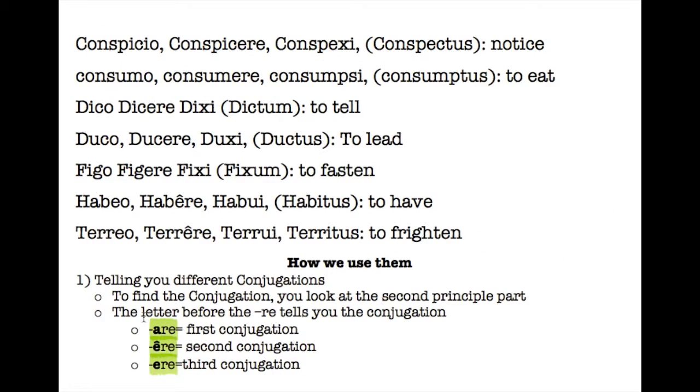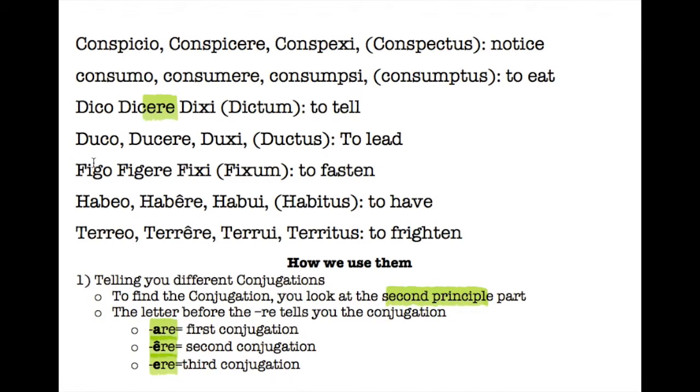So I have down here some verbs we're going to work with in your notes, which I've also highlighted some of. And I want you to think, what is the conjugation of dico, dicere, dixi? I need to look at the second principal part. So I'm going to look at dico, dicere right here. And then I can see that it's got an ERE, and that ERE is third conjugation. So dico, dicere is third conjugation.